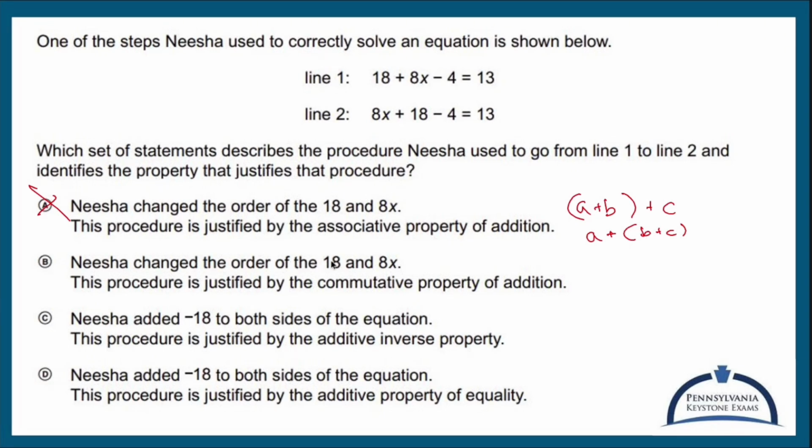Nisha changed the order of 18 and 8x. True again. This procedure is justified by the commutative property of addition. That is correct. The commutative property of addition says if I have something like a plus b, I can make it b plus a, and all is well. So B is going to be the correct answer for this one.